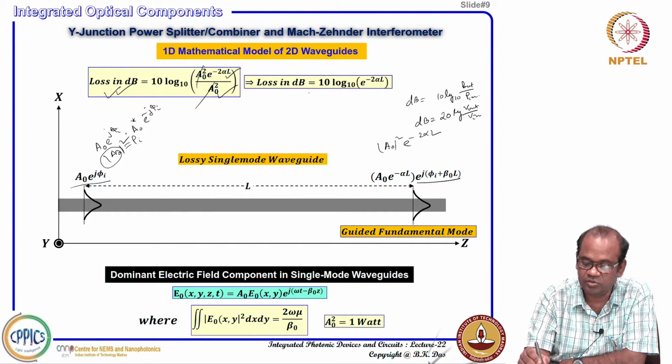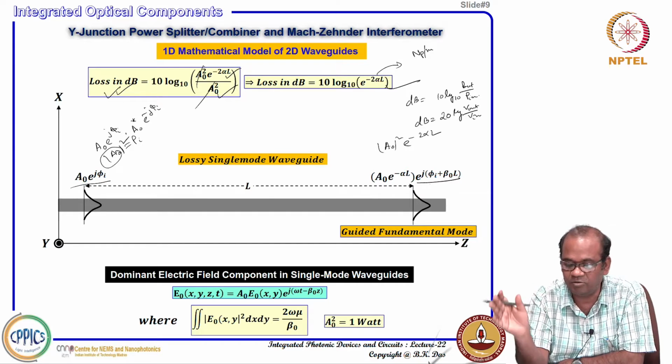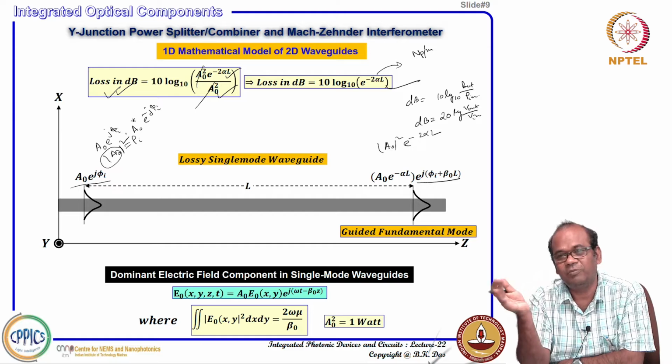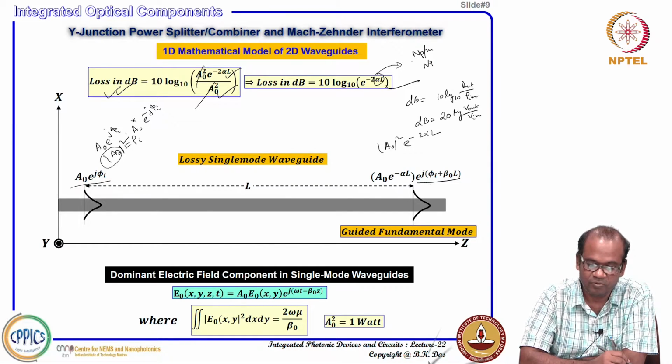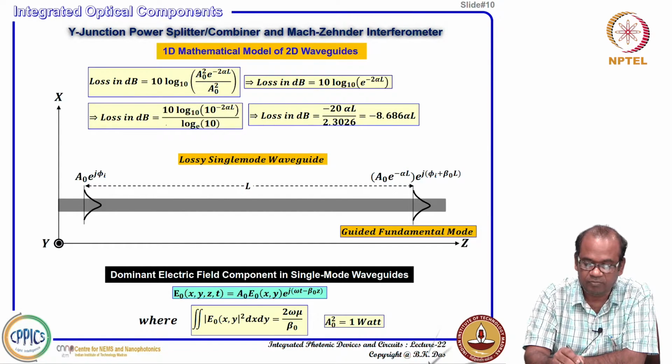Ultimately this reduces to loss in dB equals 10 log 10 of e to the power minus 2 alpha L. This alpha, keep in mind, is expressed in Neper per meter or Neper per centimeter, depending on L. If L is represented in millimeter, it is Neper per millimeter; if it is micron, Neper per micron. Ultimately alpha L together is called Neper. Now if we move on, loss in dB, with a little bit of simplification, is what we have.